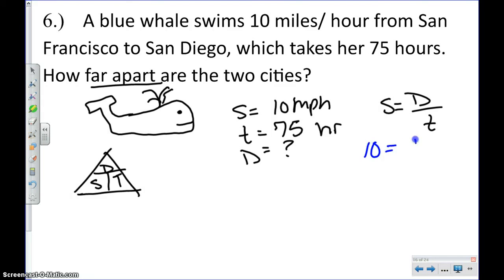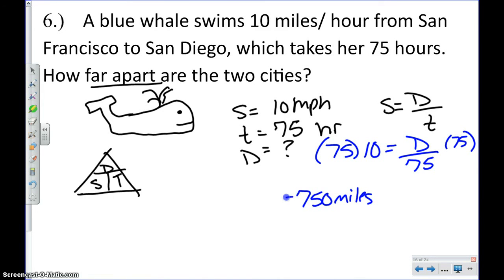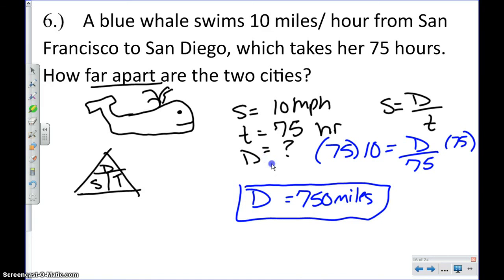10 equals d over 75. I'm solving for d. Much better. So I'm just going to multiply 75 by both sides. That makes much more sense. So that's 750 miles equals my distance. And that is the distance from San Francisco to San Diego.